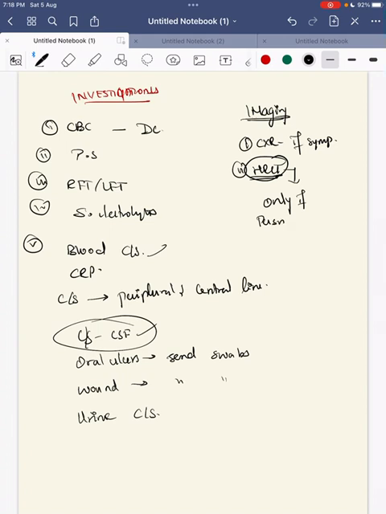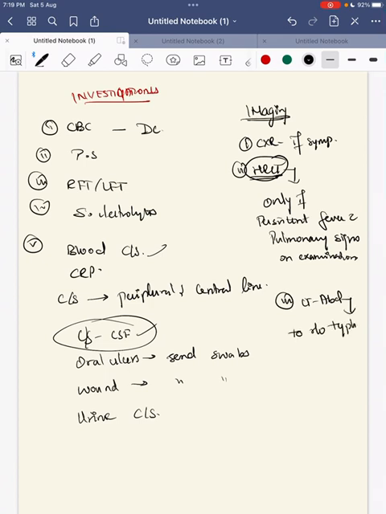The child is having persistent fever with pulmonary symptoms, pulmonary signs on examination. Okay. Next is CT abdomen if the child has typhlitis, or to rule out typhlitis. CT brain to rule out raised ICP. Okay. So these are the imaging studies you will be doing.